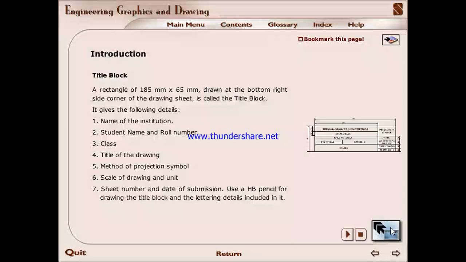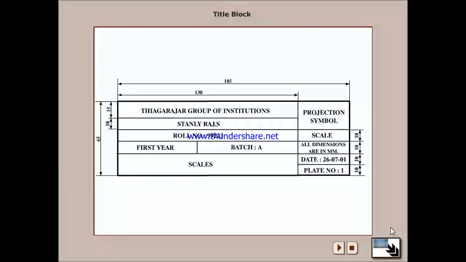And now let us observe the example. Thiagarajar group of institutions. This is the title bar. Stanley Rogers is the name of the student, roll number, the year, batch, scale. These are the indications or layout of your title block. Scale, all dimensions in mm, date, sheet number.